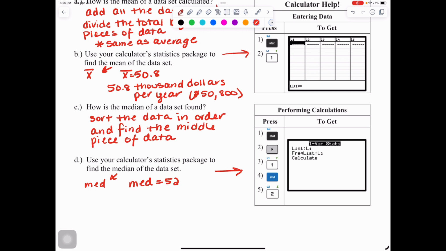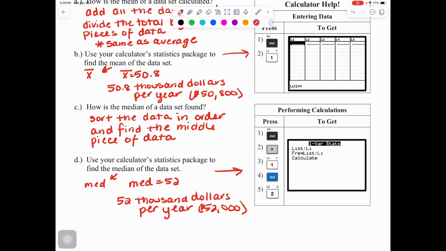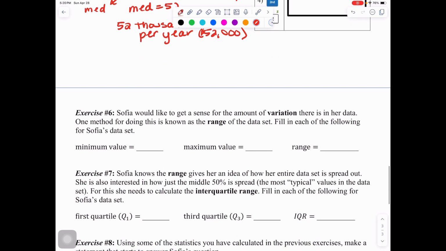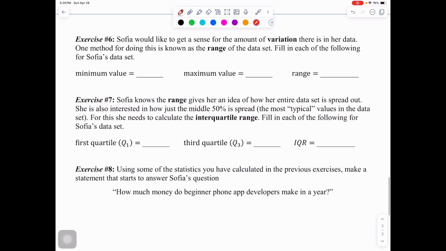So that means it's $52,000 per year. Which obviously would be written like that. So it's amazing that this graphing calculator does all that work for us. So now let's move on and see what else the graphing calculator has given us and what it tells us.